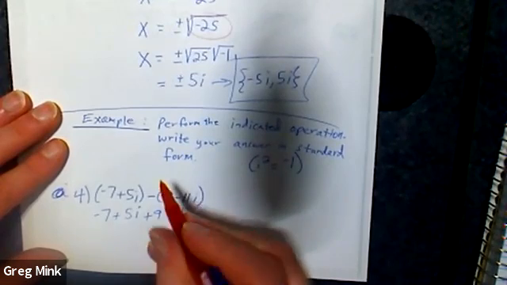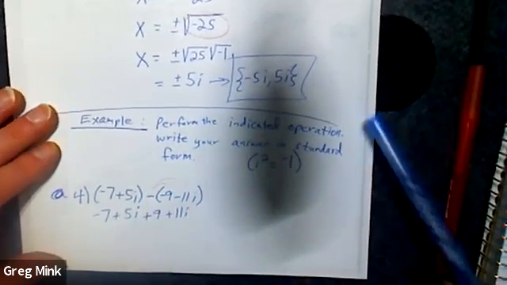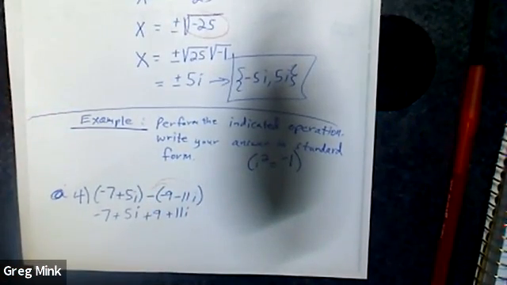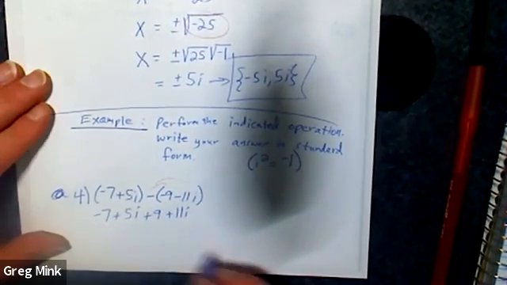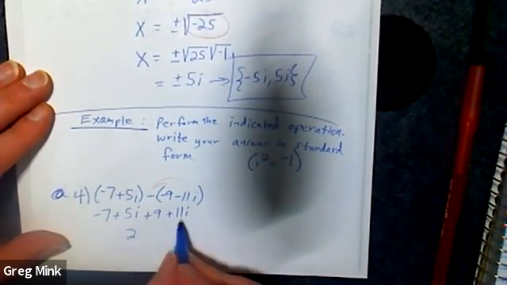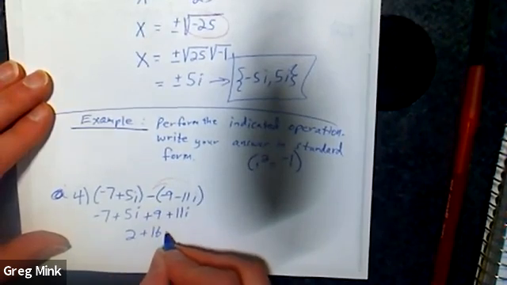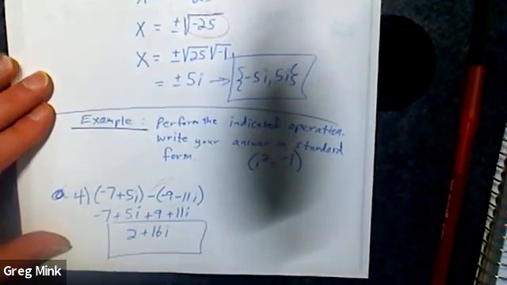That's just distributing the negative. This is nothing new. Okay, there's no i squareds, but I can combine like terms. -7 and +9 is 2. 5i and 11i is 16i. And there's my answer in standard form.